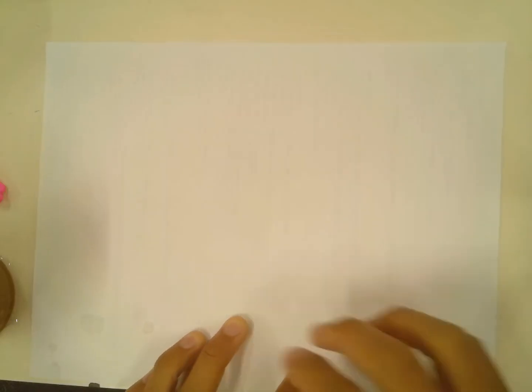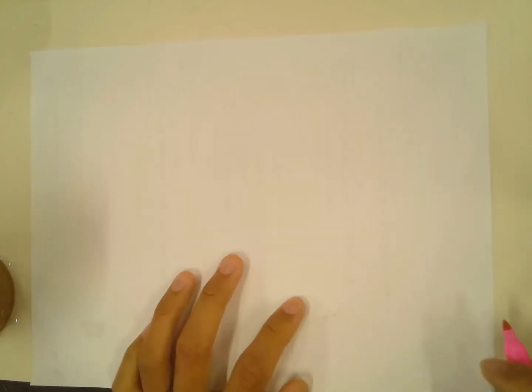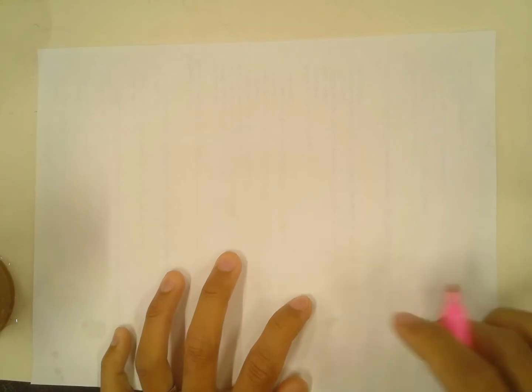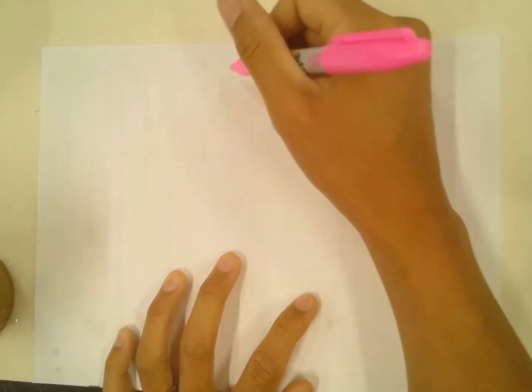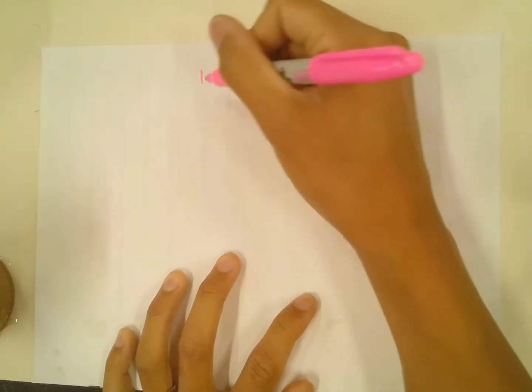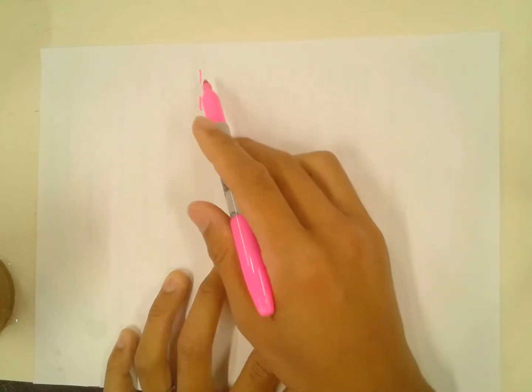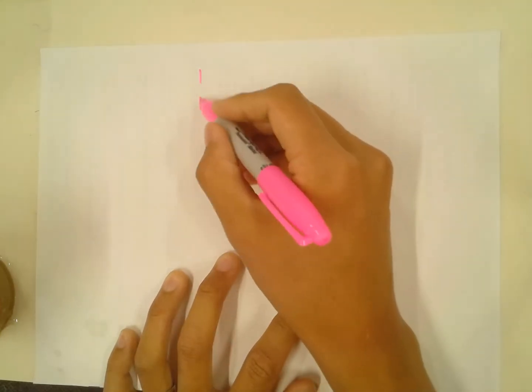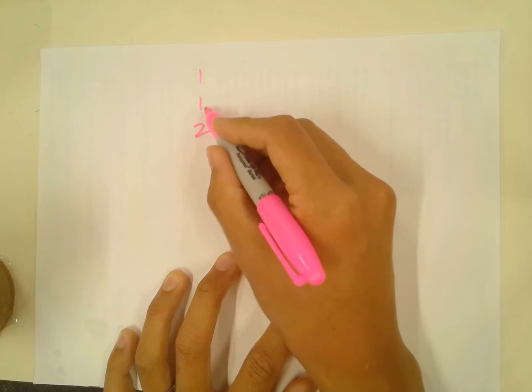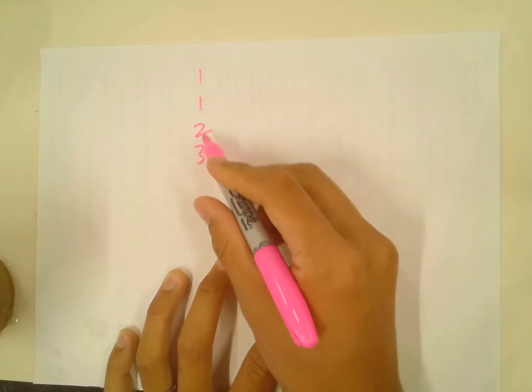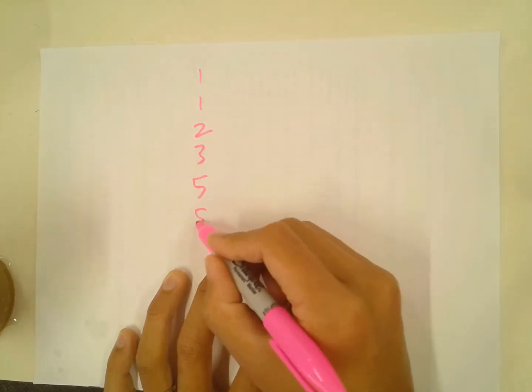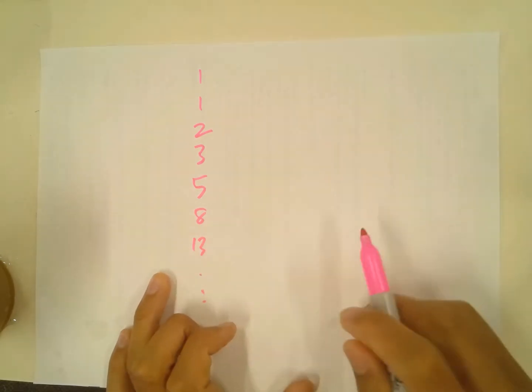So for Fibonacci, there's many ways you could solve this, but this is just the way that comes to mind for me. And if you're unfamiliar with Fibonacci, it starts with 1, 1, and then you add the two previous, so you get 2, and then you add the two previous, and you get 3. Two previous, you get 5 and 8 and 13 and so on.